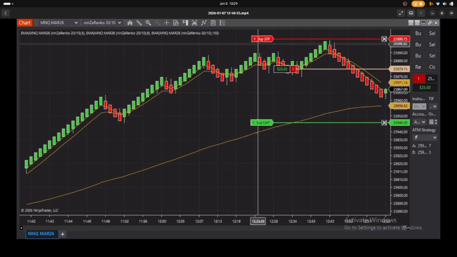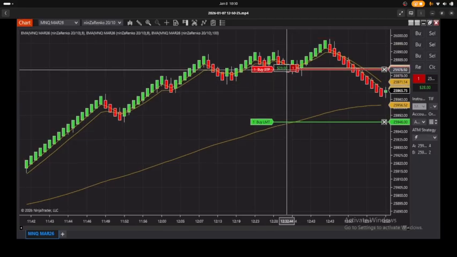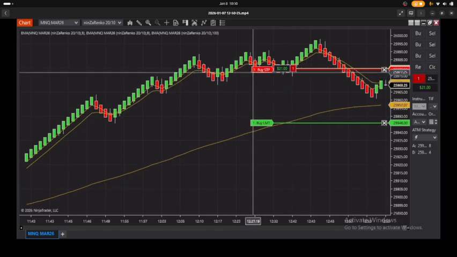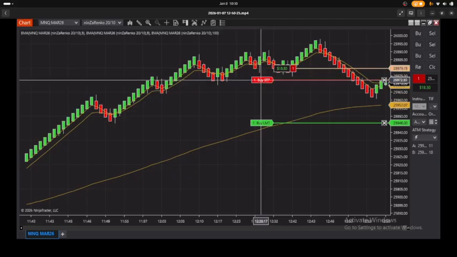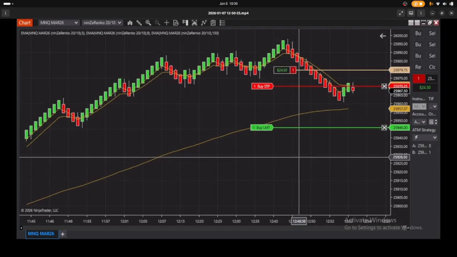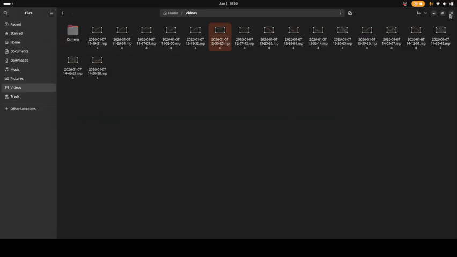15 points. All right, move the stop down. Not going to give it back on the pullback. Nope, break even. Oh, come on. Let's go. Stop, all right, filled, stopped out. That was probably like, what, 5, 7 points. On to the next.